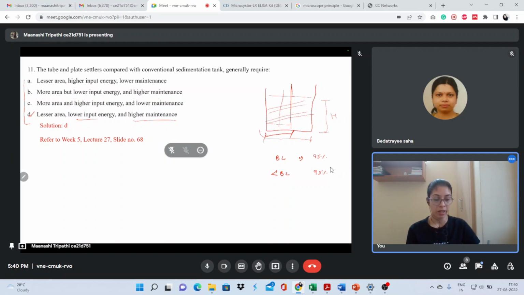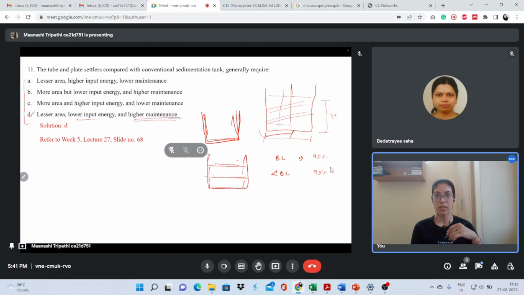But higher maintenance is required. In a conventional sedimentation tank, we can use one scraping mechanism and clean the bottom and walls. But if tube settlers are there, we need to clean everything, this, then this. So maintenance cost increases. That is why higher maintenance is required, and that is why these are not used everywhere.